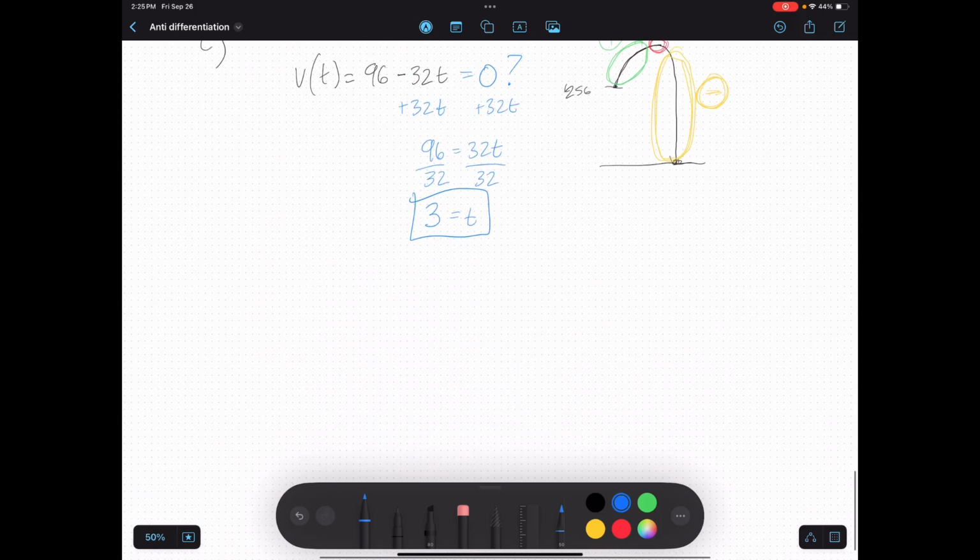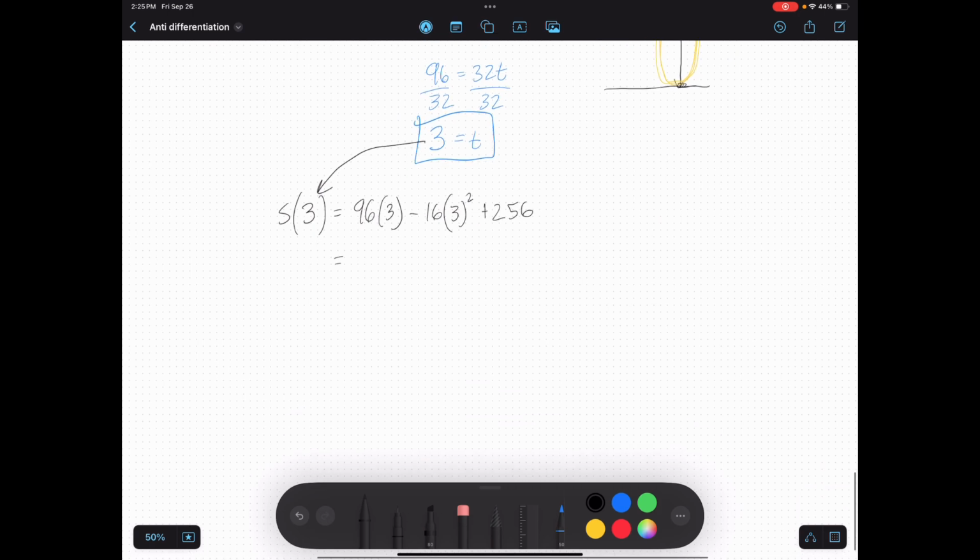And so for that, I have to go back to my position equation. But now I have a specific t value to plug in. I'm going to plug in 3. So I get 96 times 3 minus 16 times 3 squared plus 256. And then I can solve from there. And I end up getting 400. So that's my maximum height of my ball when it reaches the very peak. And then after that, it just falls down until it eventually hits the ground.